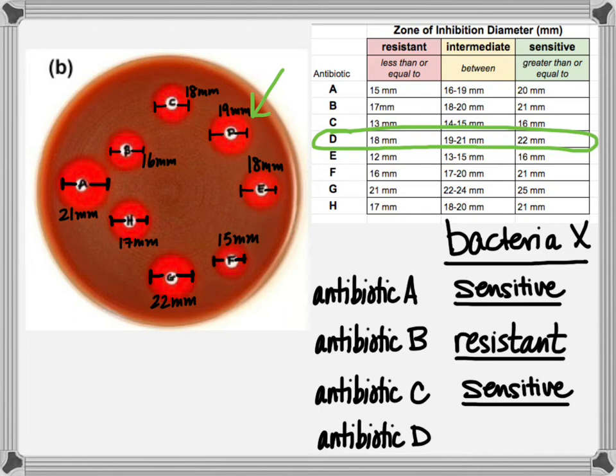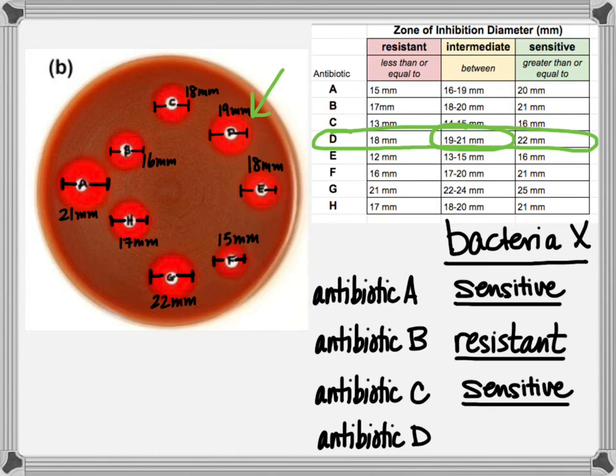Here is the zone of inhibition for antibiotic D, and it's been measured at 19 millimeters. Now, if we look at the chart, a zone of inhibition of 18 millimeters or less would mean that we would consider this bacteria to be resistant to this antibiotic. A zone of inhibition of 19 to 21 millimeters, however, gives us a new category. It says that this bacteria is considered to be intermediately resistant to the antibiotic.